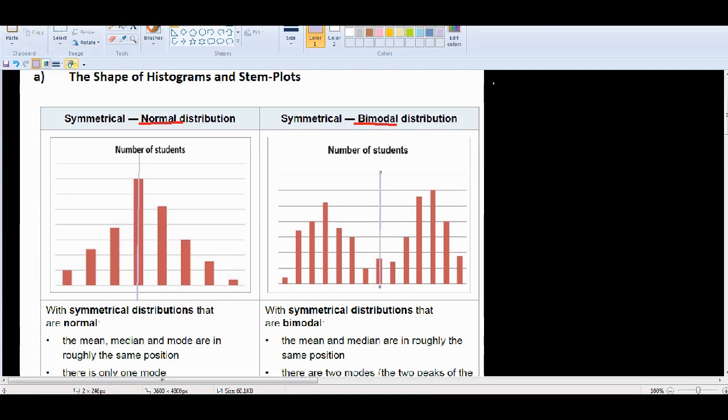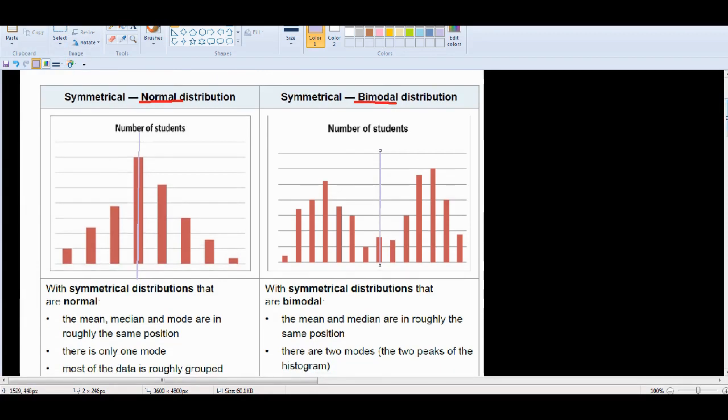So they both are called symmetrical distribution, but if you have only one peak at the central part of the data, this is called normal. If you have two peaks over here, then this is what we call bimodal.